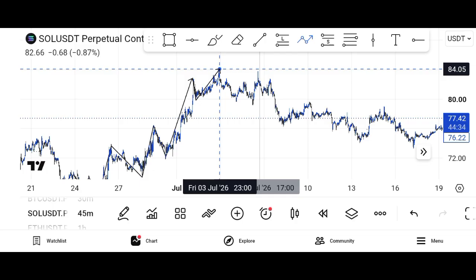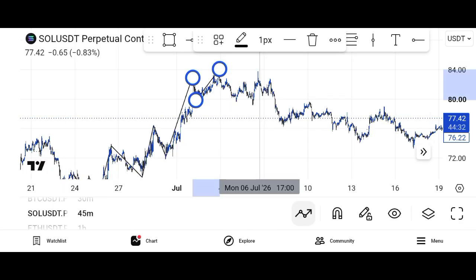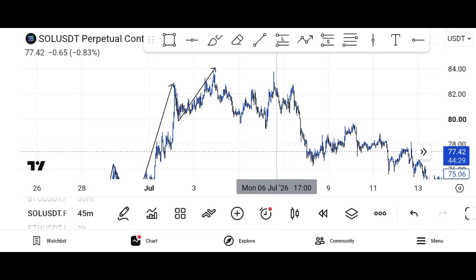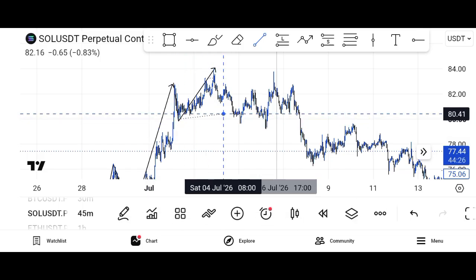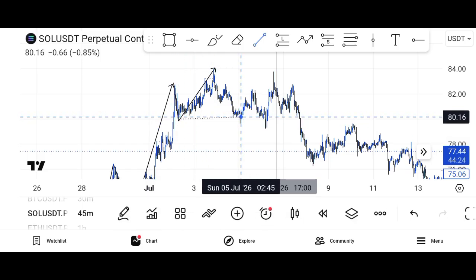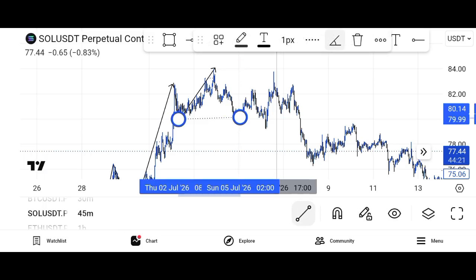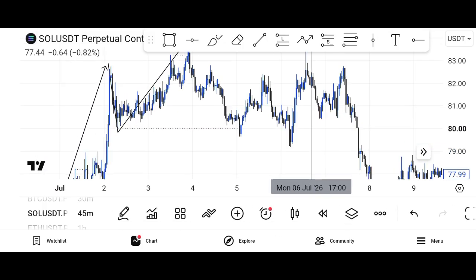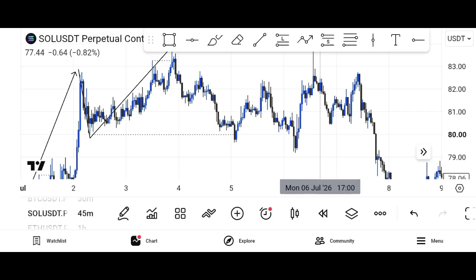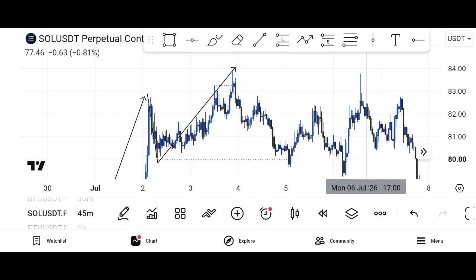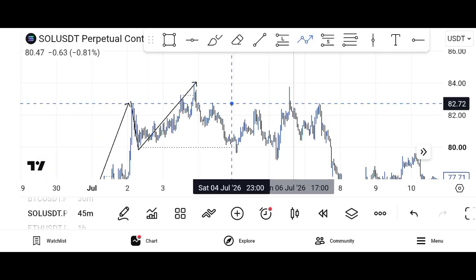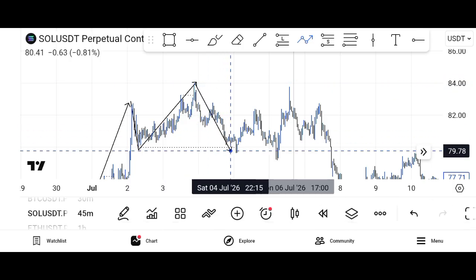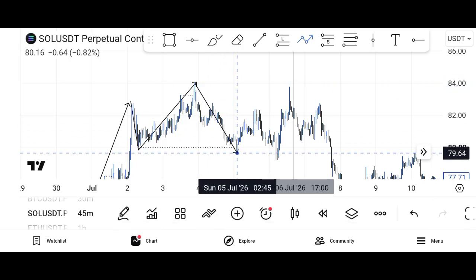Now if you understand what happened, let me zoom in a little bit so that you see it very clearly. At this point here, this is when we had this low being taken out. Now you want to pay attention when the low gets taken out with a body closure. So you can see that this low got taken out with a body closure, which identifies a change in market structure here, telling us that the market has changed direction.